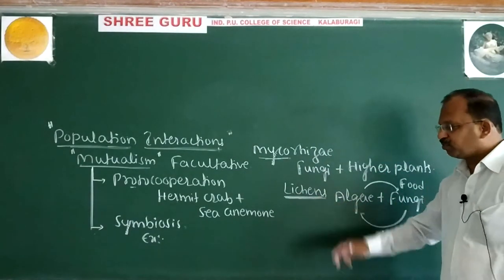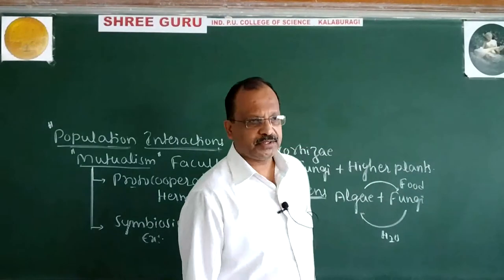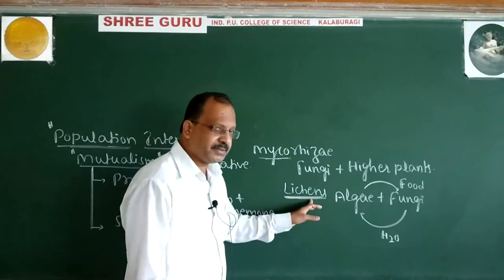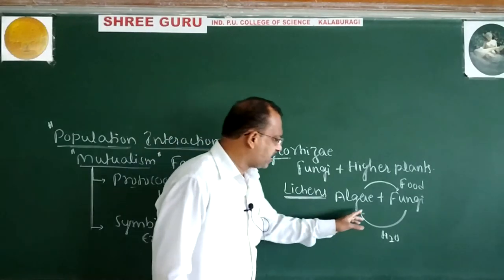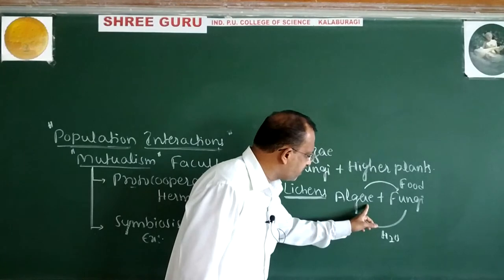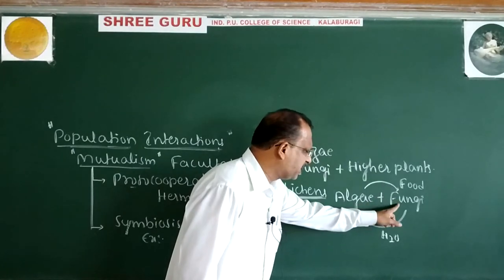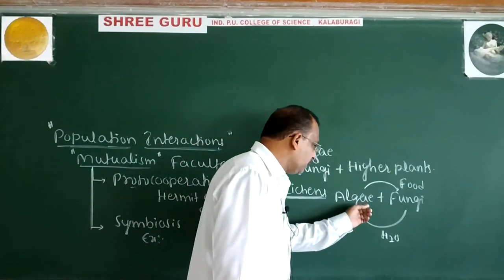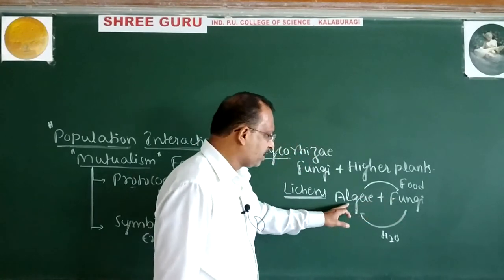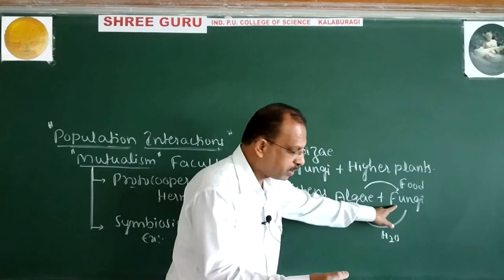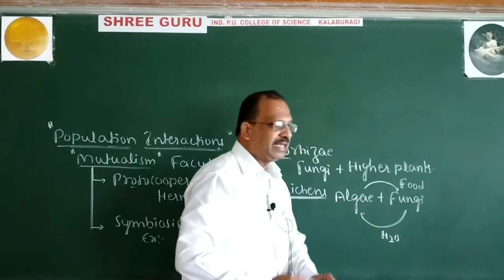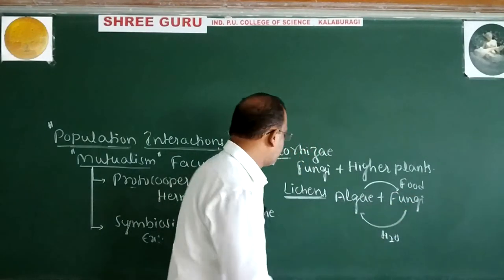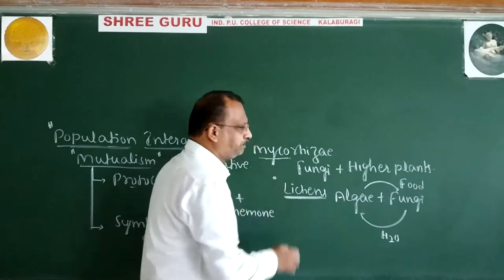Same way, we have come across one more example in first year, lichens. It is a symbiotic association between algae and fungi. Here fungi will absorb the water and supply to the algae. Algae in turn will supply food for the fungi. I hope that you have remembered one point.